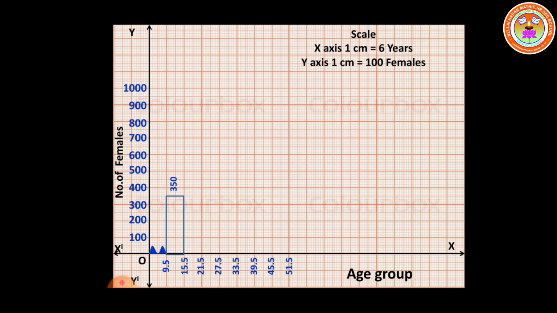Okay. Then next one, for the class interval 15.5 to 21.5, the given frequency is 920. So you have to take the height of the rectangle as 920. Then you have to write 920. Next one, for the class interval 21.5 to 27.5, they have given the frequency 850. So you have to take the height as 850. Then write the frequency. Next one, for the class interval 27.5 to 33.5, we have the frequency 480. So you have to take the height of the rectangle as 480.